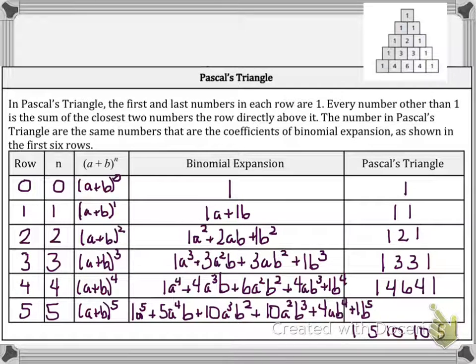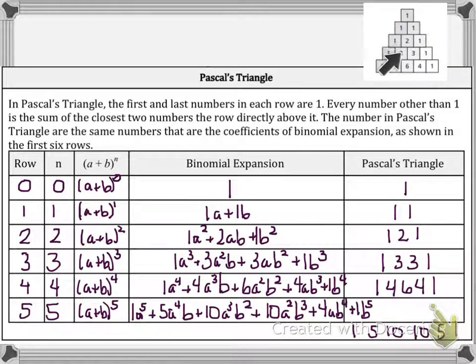Multiplying binomials in chapter 4.2. So in Pascal's triangle, the first and last numbers in each row are 1, and then every number other than 1 is the sum of the closest two numbers to the row directly above it. So if you look here, all of the outside numbers are 1, and then towards the center, notice that we have 1 plus 1, that equals 2.